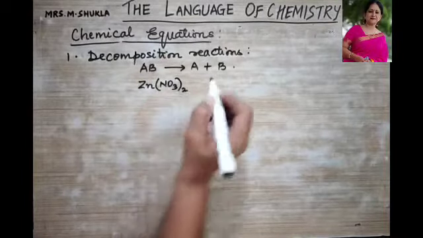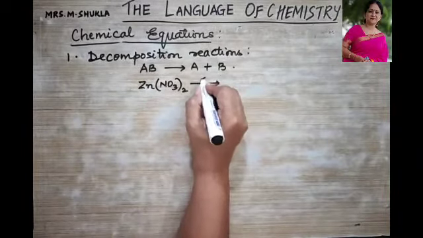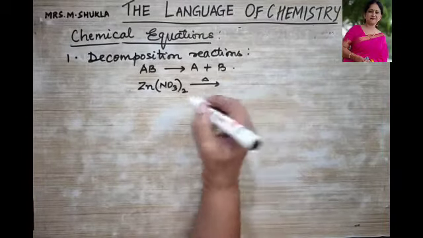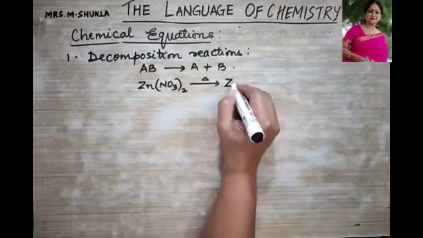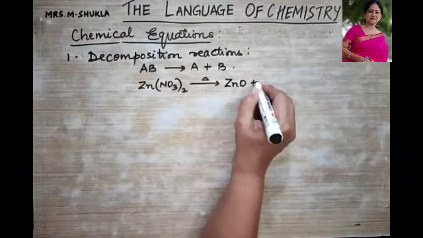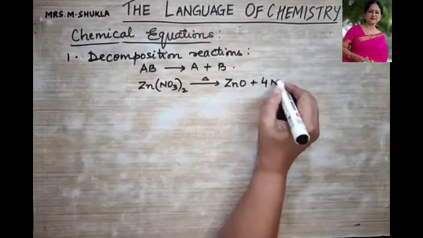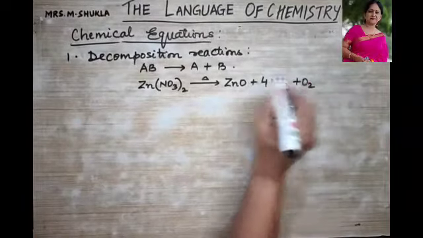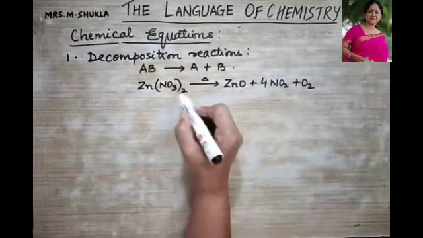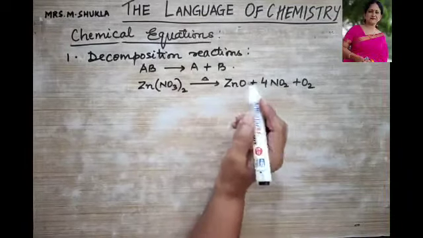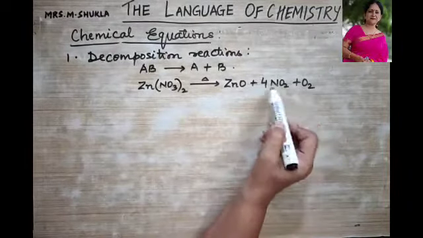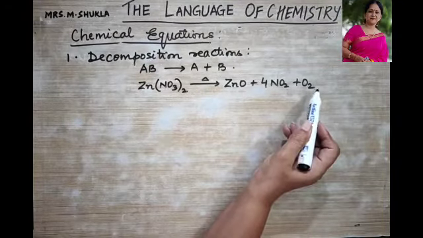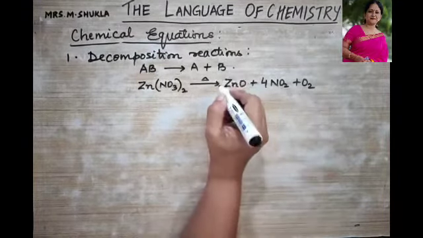Zn(NO3) whole twice, on heating (this triangle means heat), forms ZnO plus 4NO2 plus O2. Do you think this equation is balanced? Let me check this 2. This I have written only 1. 3 to the 6, 4 to the 8, 9, 10. No, this is not balanced.